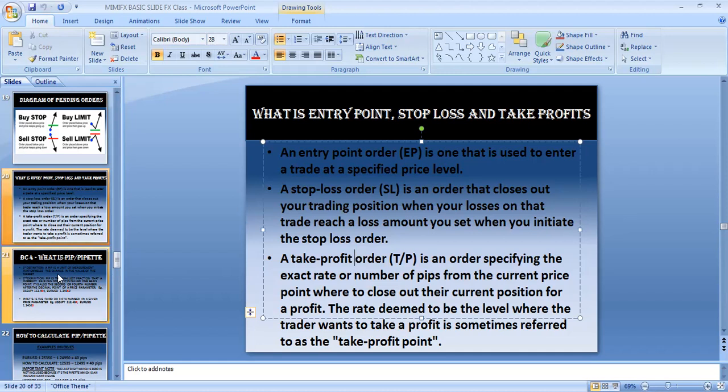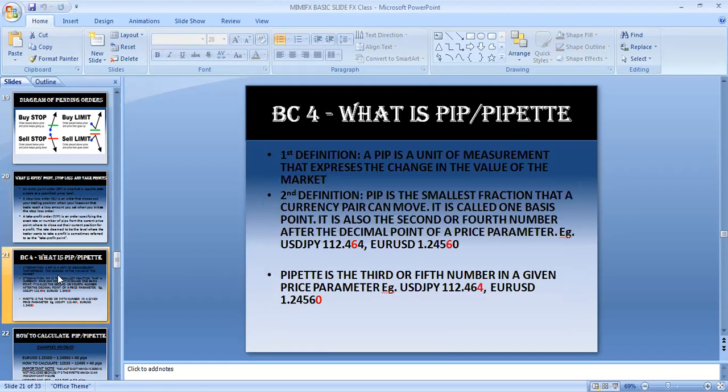Okay, quickly, let's talk about PEEP. PEEP has to do with the unit. PEEP is a unit of measurement, which expresses the change in the value of the market. PEEP tries to measure the slightest difference between two points, between two prices in the market. So we understand the fact that the forex market would always change. Price would always change. The market would always move from one price to another.